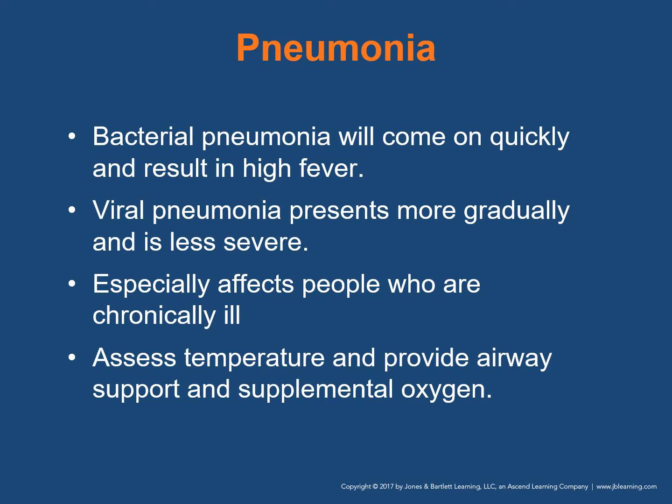A pneumonia can be viral or it can be bacterial. Bacterial seems to come on quicker. They usually have high fevers and profound hypoxia. They just feel really bad. It's called general malaise, where their whole body hurts, they're weak, they're lethargic, those kinds of things.